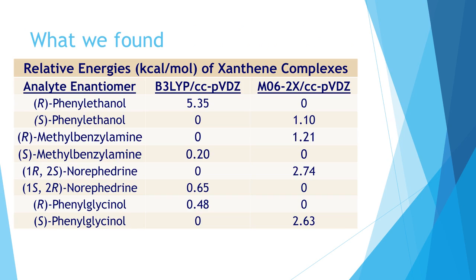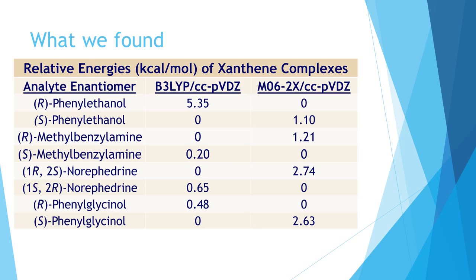The calculations run for norepinephrine and phenylethanol were done in a previous study, so I won't discuss those results here. But as you can see in the table, we ran the calculations using 2 different functionals, the first being B3LYP and the second being M06-2X. If you look at methylbenzylamine, you can see that the R conformation was the lowest in energy using B3LYP, but the S conformation was the lowest in energy using M06-2X, so these provided inconsistent results.